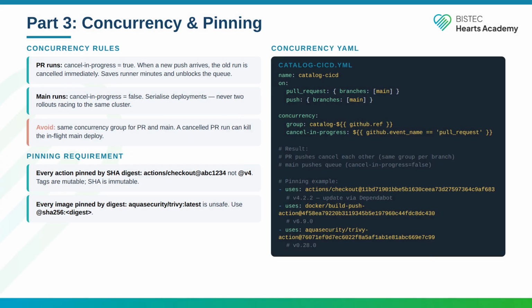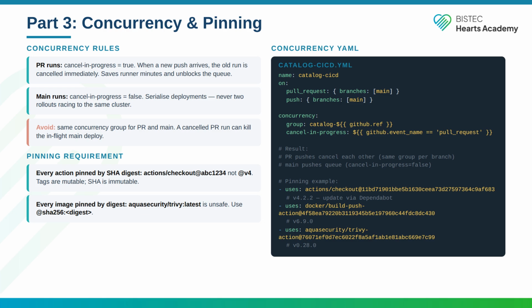2 operational discipline points separate a pipeline that works in a demo from one that works reliably in production over months. Concurrency control. For pull request workflows, cancel-in-progress: true cancels the currently running workflow when a new commit is pushed to the same branch. If you push 2 commits in rapid succession, only the second pipeline runs. The first is obsolete and its runner time is reclaimed.